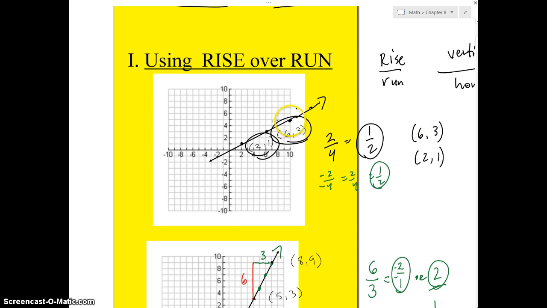If you subtracted 3 minus 1, you'd have 2. And if you subtracted 6 minus 2, you'd have 4. 2 over 4, 1/2. Because think about it. If it's the change in y, it's the change in these two, which is 2, and then it's the change in x, which is 4.